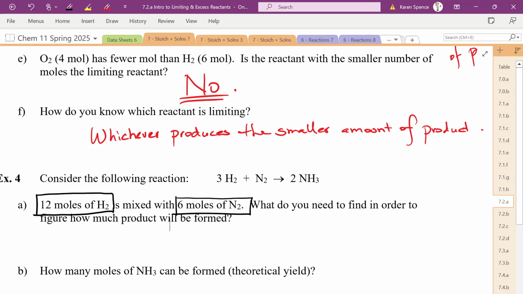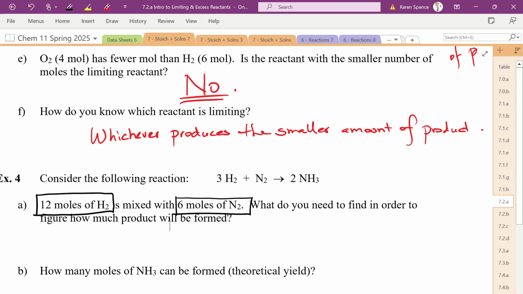2 calculations. You will know when you need to do this because you'll be given an amount of this reactant and the other reactant. If you have a regular stoichiometry problem, like the ones we were doing previously, you'll only be given a quantity of one of the reactants. Okay?